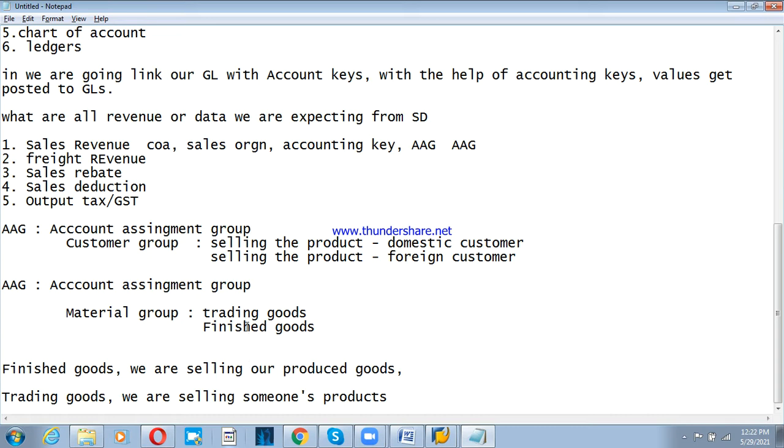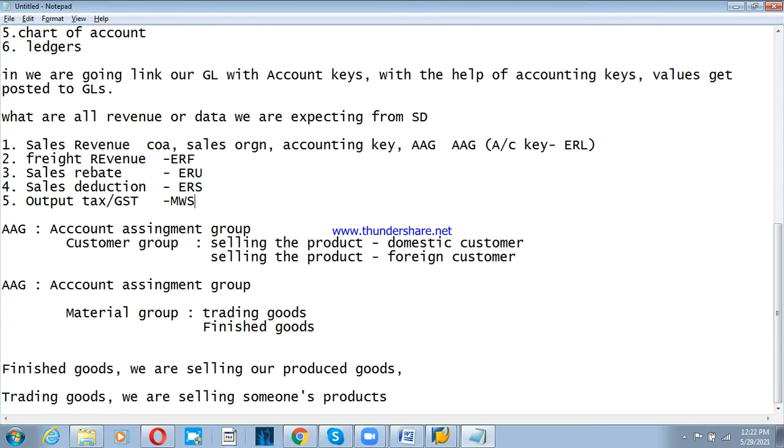After this account assignment group, for sales revenue there is an accounting key called ERL. ERL means revenue. That's a standard accounting key maintained by the SD department. For that we are going to assign our ledger. Then there is ERF for freight revenue, ERU for sales rebate, then ERS for sales deduction, and MWS. These are the accounting keys maintained by SAP.